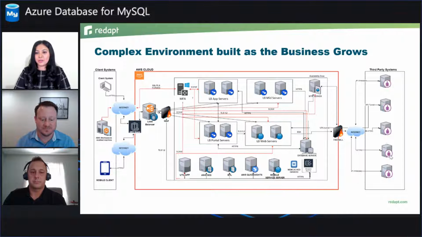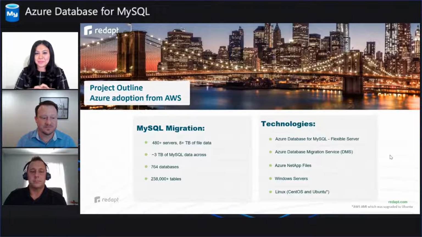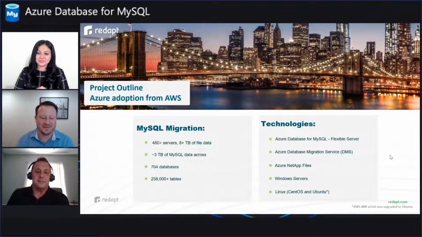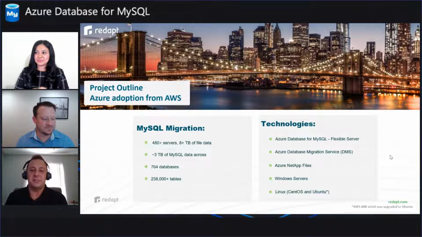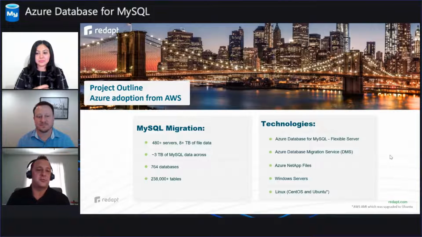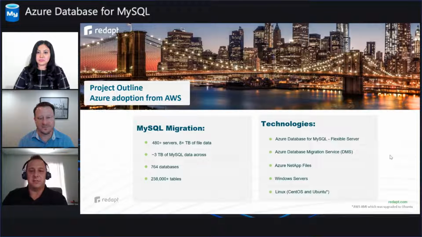Do you also want to talk about what the instances were? What was the workload size like on AWS? Yeah, I can take that. Essentially, the front end of the application consisted of over 400 EC2 instances. Redapt migrated all of these to Azure virtual machines, as well as 8 terabytes of file data that the customer had in EFS. But obviously, the database being the key component here, the database layer was 2 terabytes of MySQL Aurora spread across 764 different databases. There were over 238,000 tables in the environment running on multiple Aurora clusters.